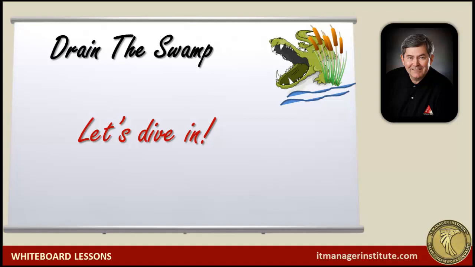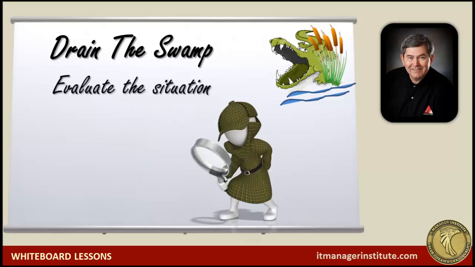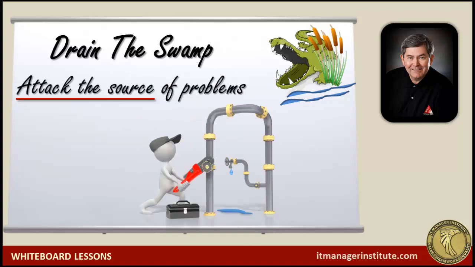So let's dive into this model for a bit. You want to pull back from the chaos. If you go into a situation and it's just chaotic, you've got to pull yourself back and take a look at what's going on. You need to evaluate the situation, and what you want to do is identify what the source of problems are and then attack the source of the problem. For example, in this image below, the problem is not the fact that the water is dripping. The problem is the fact that one of the pipes needs to be tightened up to keep that from dripping. It's not the leak itself, it's what's causing the problem.